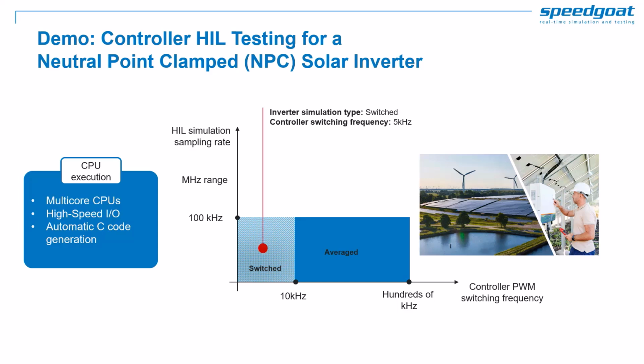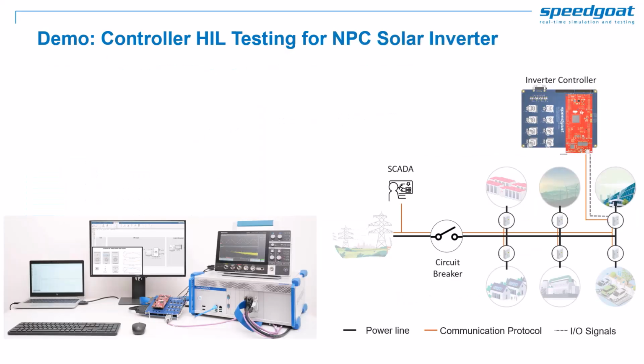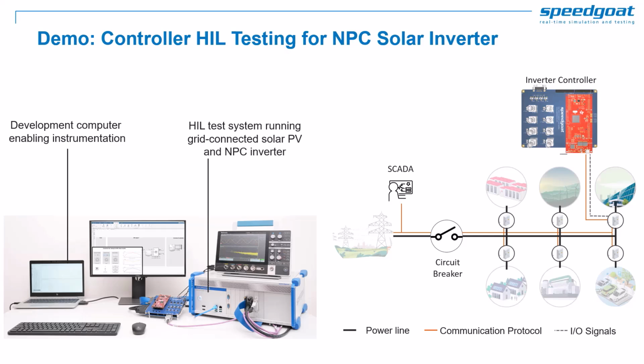We'll explore switched HIL simulation of a 3-phase NPC solar inverter and the testing of the NPC controller switching at 5 kHz. As for the previous demo, the hardware setup includes a development computer, enabling instrumentation and real-time testing, a performance real-time target machine running HIL simulation of a grid-connected solar PV system, including an NPC inverter.